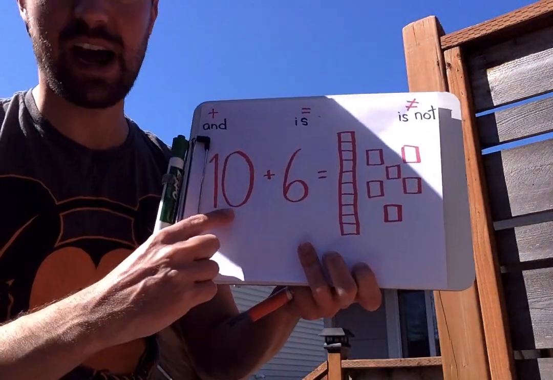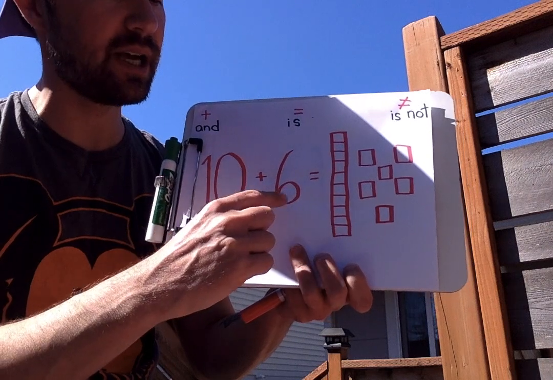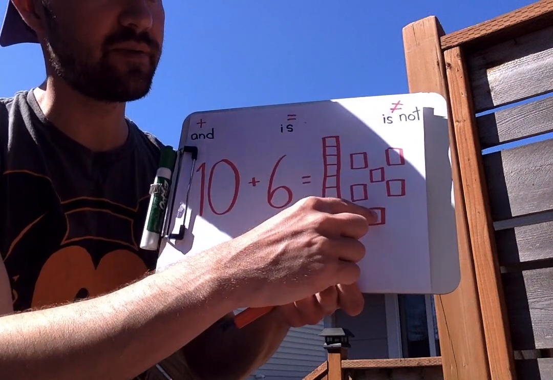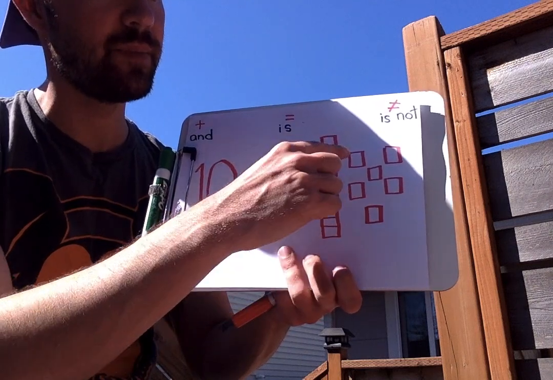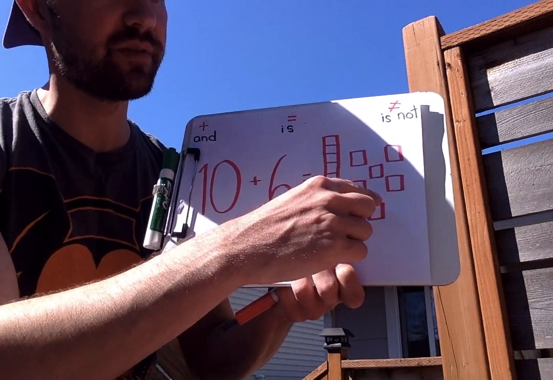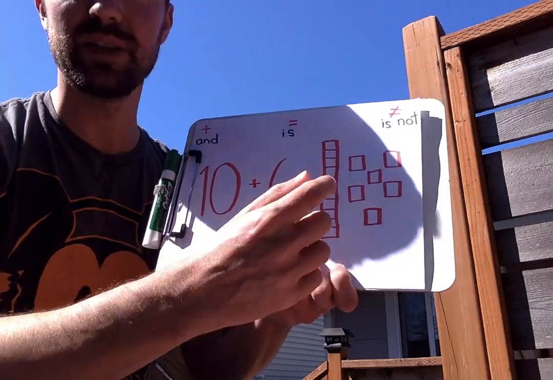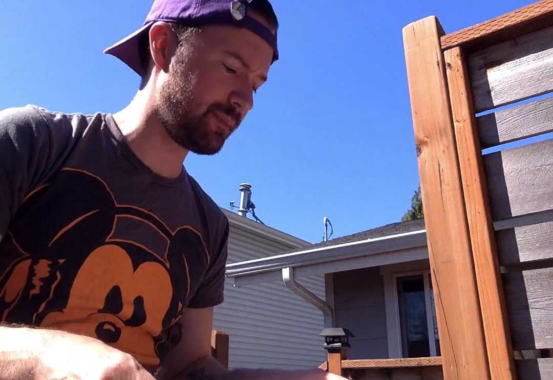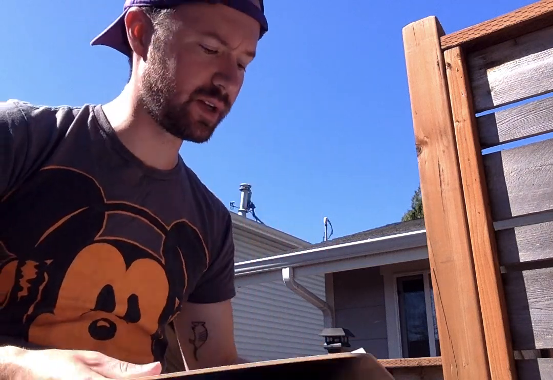Let's read the equation now. Ready, set, read. 10 plus 6 equals a 10 stick and 1, 2, 3, 4, 5, 6 ones. So that's 10, 11, 12, 13, 14, 15, 16. 10 plus 6 equals 16. And now I know that this equation is true, that it makes sense. I've edited it.